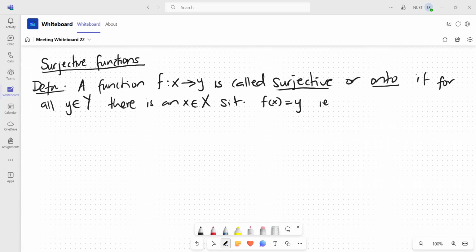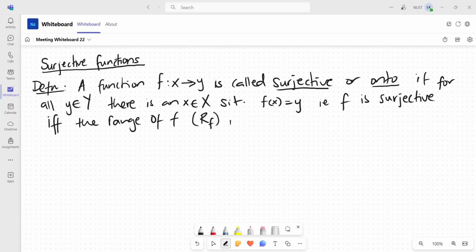So that is to say that f is surjective if and only if the range of f, which we write as the range of f, is equal to the codomain of f. Again, the codomain, COD, and then f.